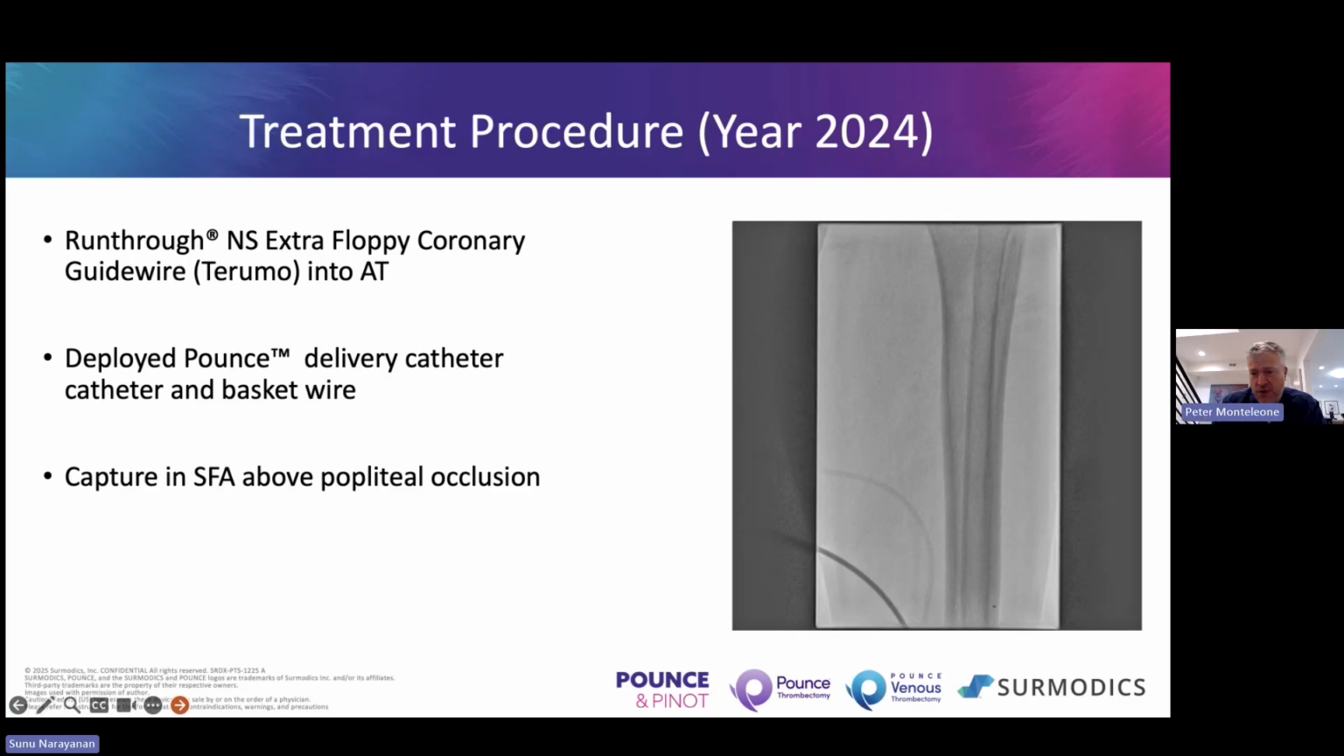So I like coronary stuff. We put a run-through coronary wire down at the anterior tibial. This is a bigger person. Over that, we introduced the Pounce delivery catheter. We introduced the basket wire. We captured it in the SFA above the level of the popliteal occlusion. So our pullback of the device was coming all the way through the trifurcation as well as through the popliteal segment. Let's go to the next slide.